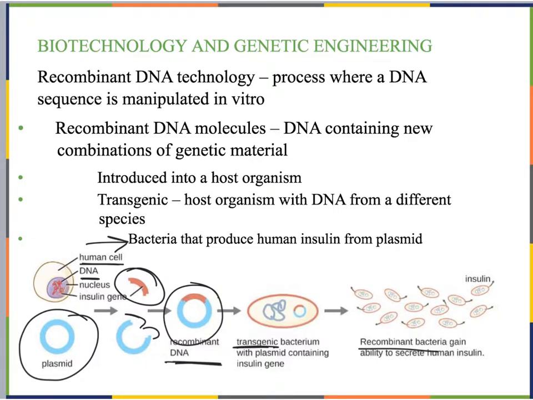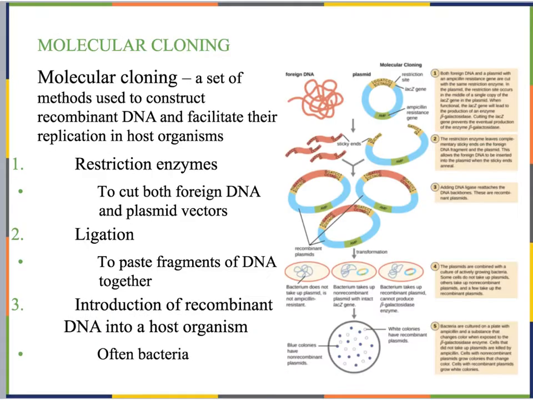So this is one way that we've used this, and this also gives us a couple of terms, so recombinant DNA and transgenic. So how do we go about doing this? The recombinant DNA part, making the recombinant DNA. How we go about doing that is through what's called molecular cloning. So molecular cloning is a set of methods that's used to construct the recombinant DNA and then facilitate their replication in host organisms. We're going to break this down further into steps, but this is the general overview process of this.